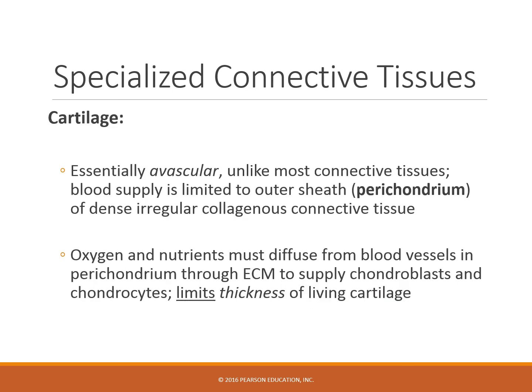Cartilages are essentially avascular. This means that there are no blood vessels within the cartilage itself. Rather, their blood supply is limited to a connective tissue covering or sheath that surrounds the cartilage. This sheath is called the perichondrium. Peri is a prefix meaning around, and here's that chondro root. Again, chondro means cartilage, so this is a sheath that goes around the cartilage.